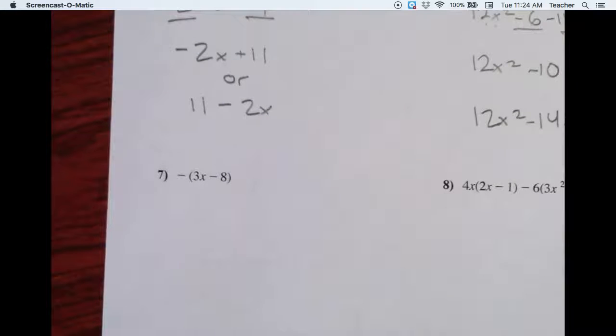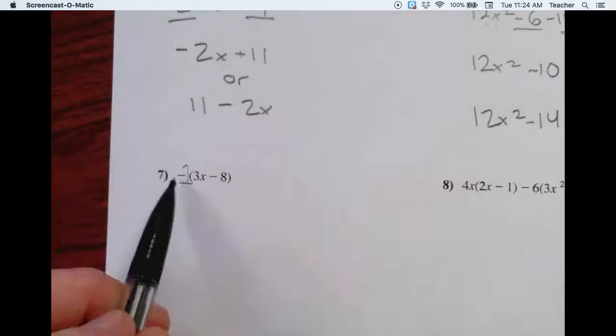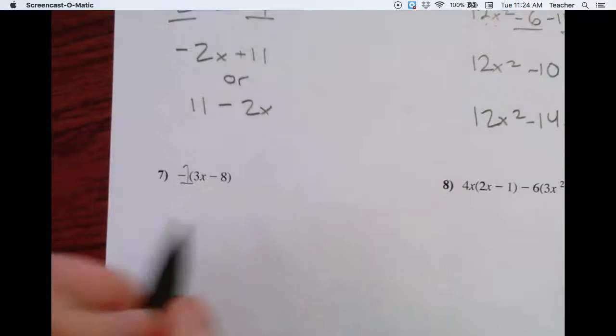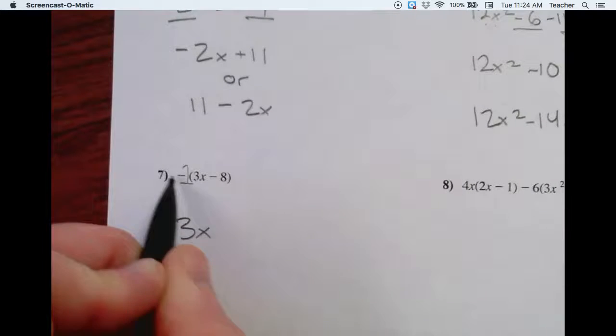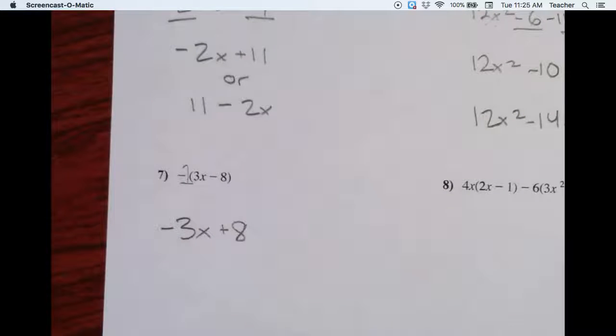Okay, number 7. We've got a ninja 1 there. We got to get rid of parentheses. It's not simplified if there's parentheses. So our ninja 1 says -1 times 3x is a -3x. -1 times a -8 is a +8. Right? The ninja 1 just makes everything inside change signs.